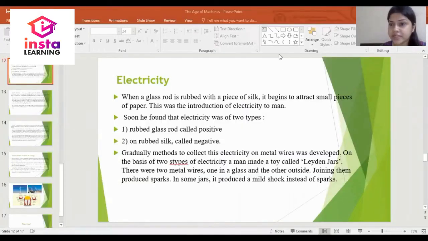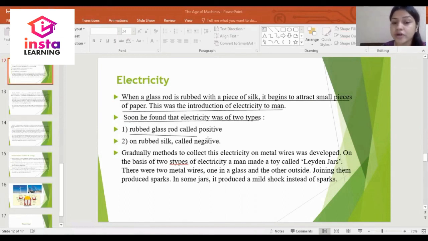So let's understand the next learning objective of the chapter, that is electricity. Here, student, when a glass rod is rubbed with a piece of silk, it begins to attract small pieces of paper. This was the introduction of electricity to man. Soon he found that electricity was of two types. Number one, a rubbed glass rod is called positive, and rubbed silk is called negative. These are two types of electricity.